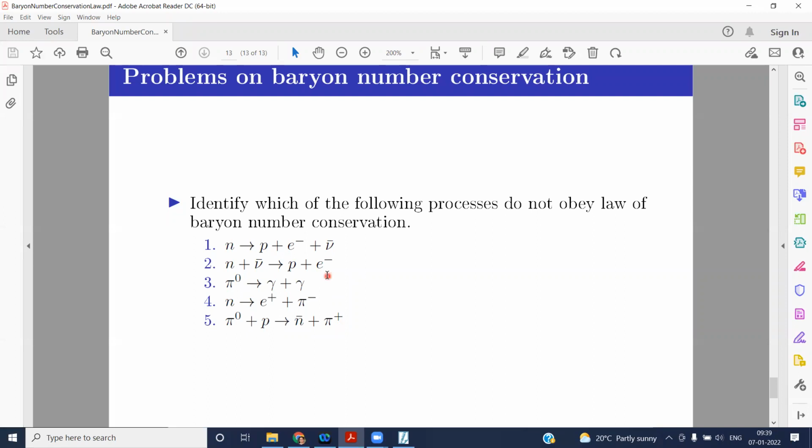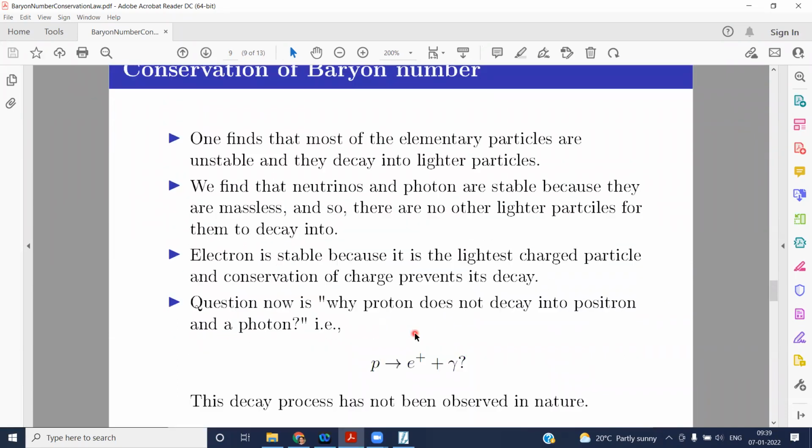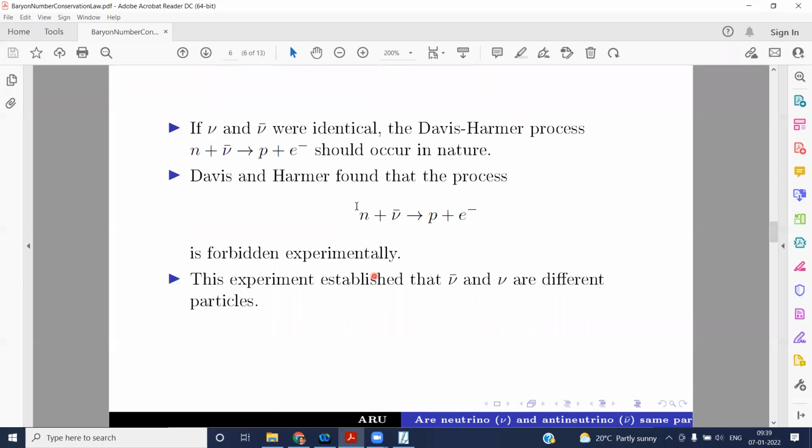So don't just recall from memory. I told you the Davis-Harmer relation today, correct? I taught you Davis-Harmer, whether the neutrino is the same as the antineutrino. This one, Davis-Harmer found that this process is forbidden experimentally. Correct? Please don't get confused. I am talking about clear laws. The law says this process is forbidden experimentally. Why is it forbidden? Your crossing symmetry relation does not give you this.